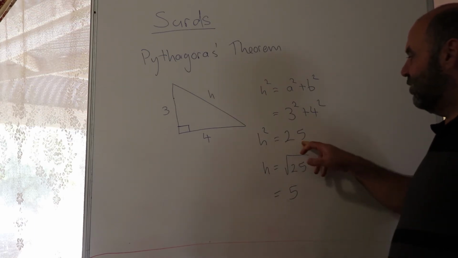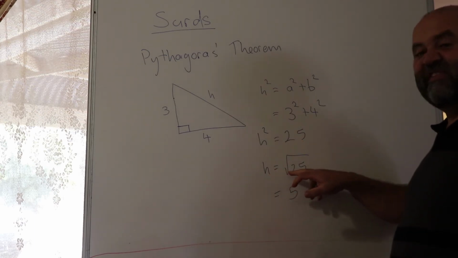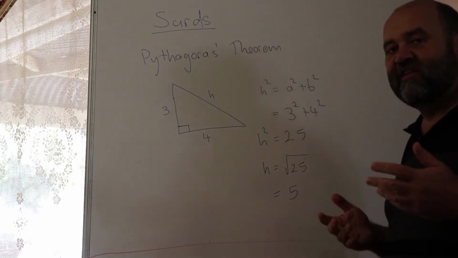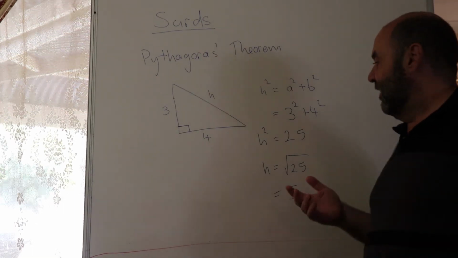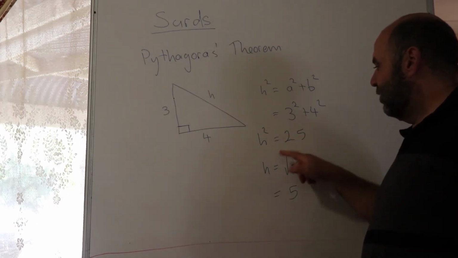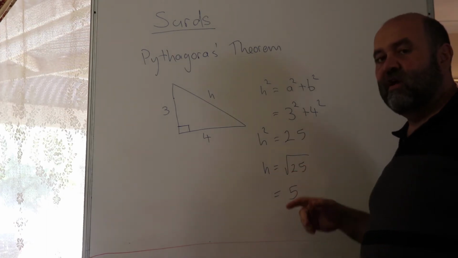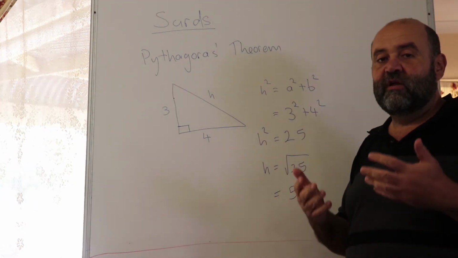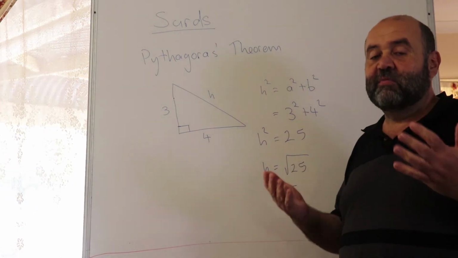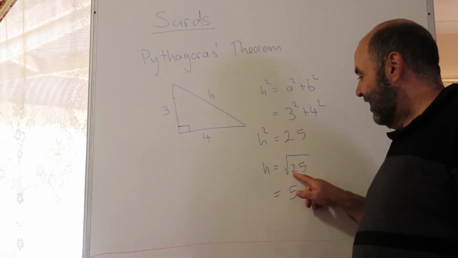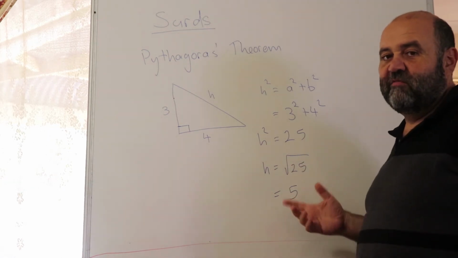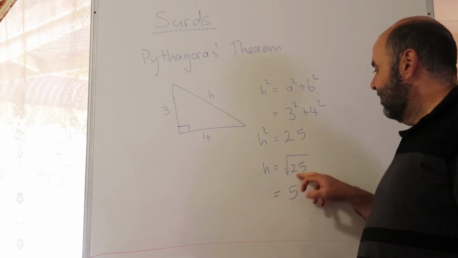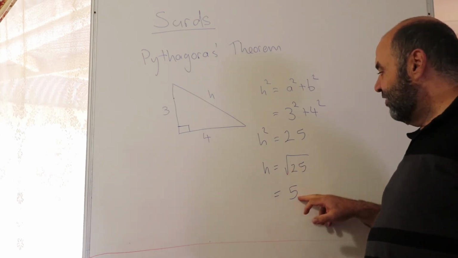Well, if h squared is 25, then h is the square root of 25. Squared and square root are what we call inverse functions. It's kind of like the opposite. The square root basically means: what one number multiplies together twice to give me that number? So obviously the answer is 5, because 5 multiplied by itself 2 times gives me 25. So the square root of 25 is 5.